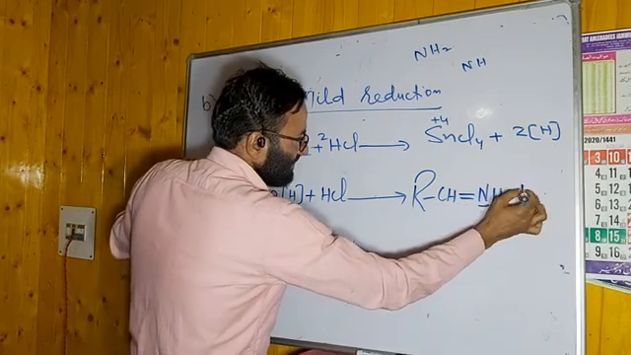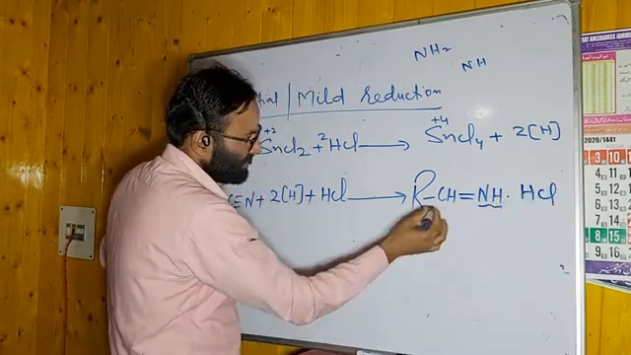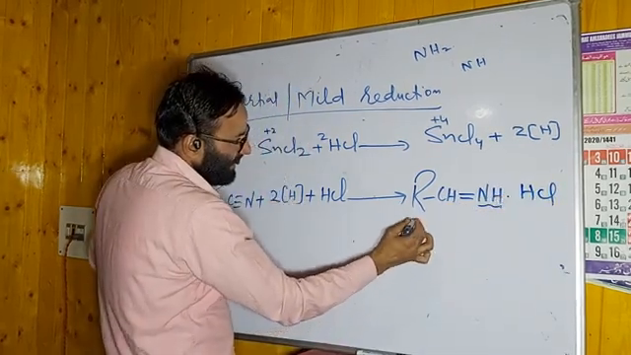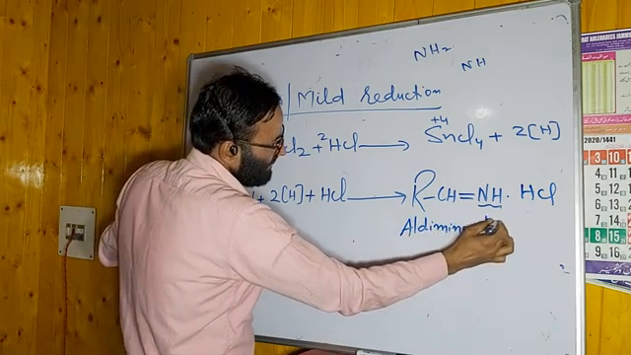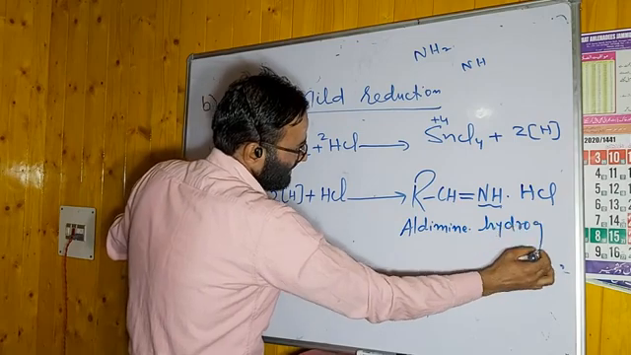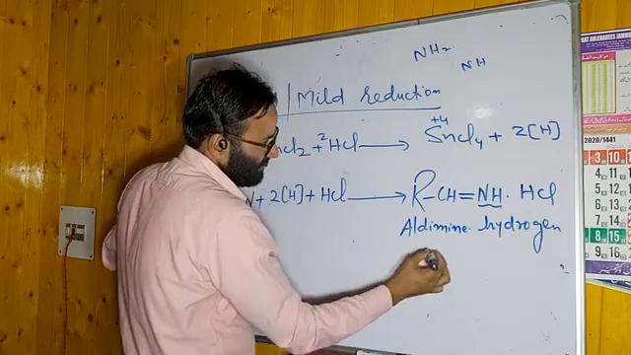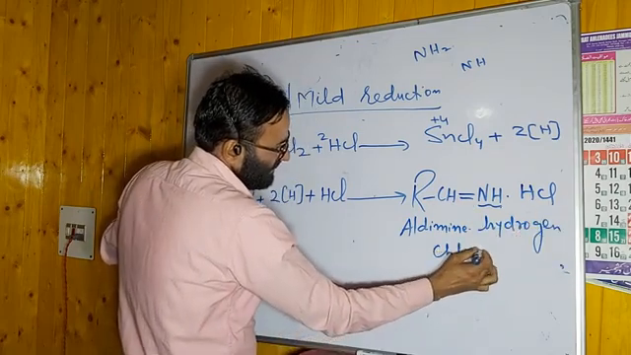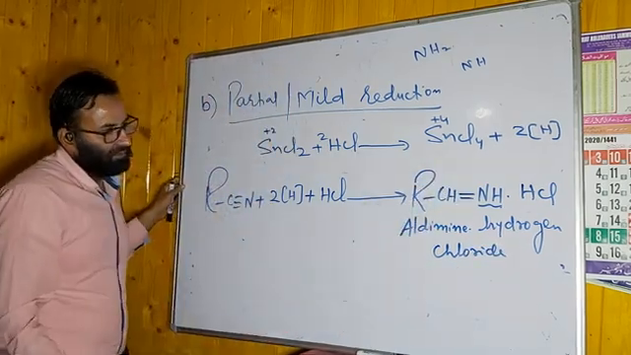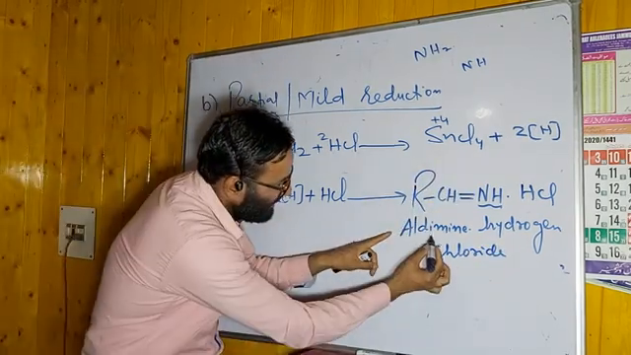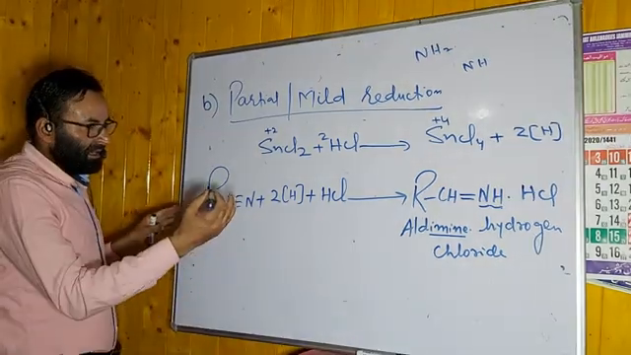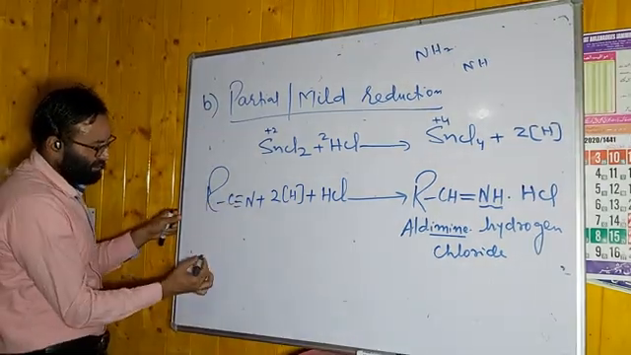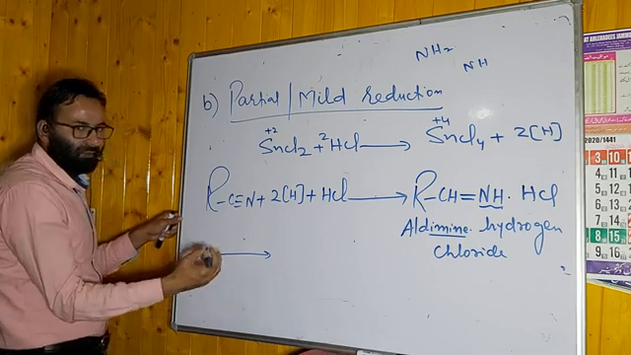And we have the HCl. What is the name? It is known as imine hydrogen chloride. इसका नाम क्या है बेटा? एल्डिमाइन हाइड्रोजन क्लोराइड. Aldehyde. In general, you can remember you get imine hydrogen chloride intermediate. This aldehyde hydrogen chloride derivative upon hydrolysis with boiling water.